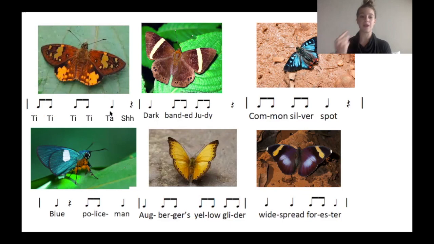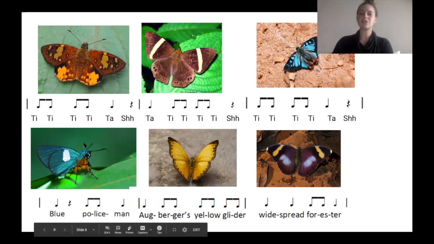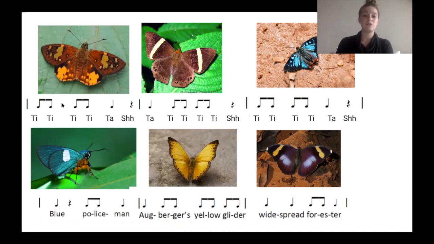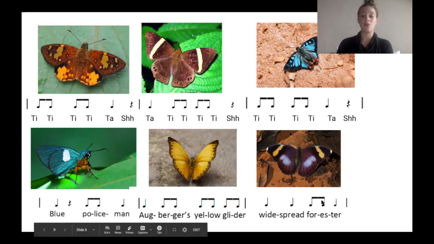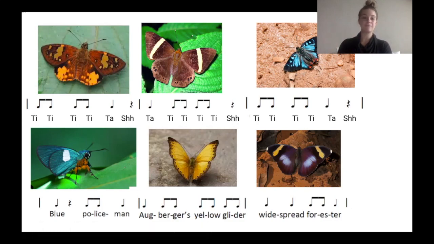Your steady beat is right here. You are saying the rhythmic syllables. 1, 2, ready, go. Ti, ti, ti, ti, ta, sh. All right, now this next one's a little bit tricky, but I want you to try it without going through the process of writing down the syllables first. So let's just try this whole line, okay? So give it your best shot. If you can't do this yet, that's okay.